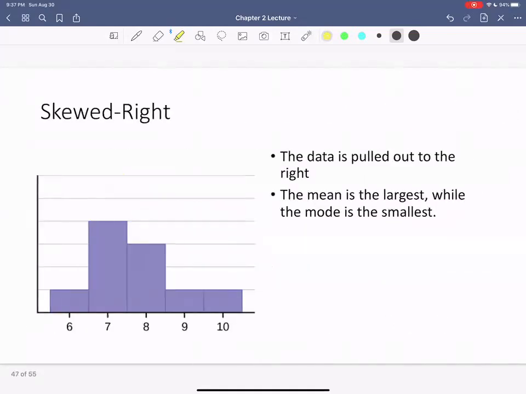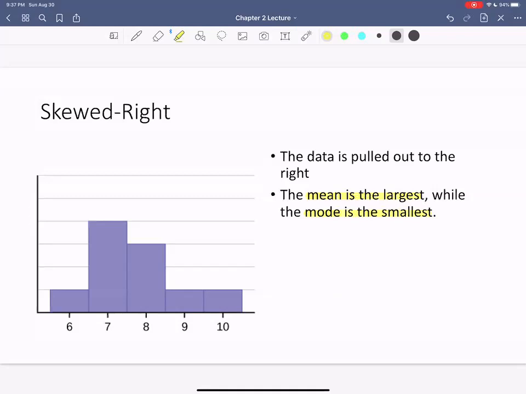The last one is skewed right. The data is pulled out to the right. As you can see, it's got a tail out here, starting to tail from out here. And here, the mean is the largest, and the mode is the smallest. So that's the conclusions you draw from a skewed right graph.